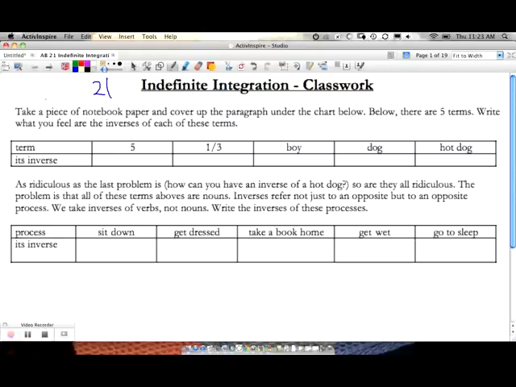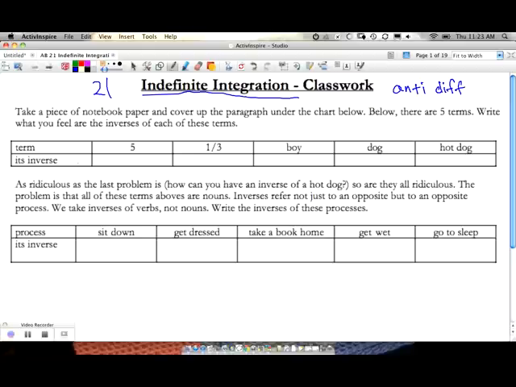Alright, calculus, we are looking at section 21, indefinite integration. We're going to be looking at a phrase called anti-differentiation, or antiderivatives, things that we're looking through. But before we get to that, we just want to talk about this idea of inverse processes and inverse objects.